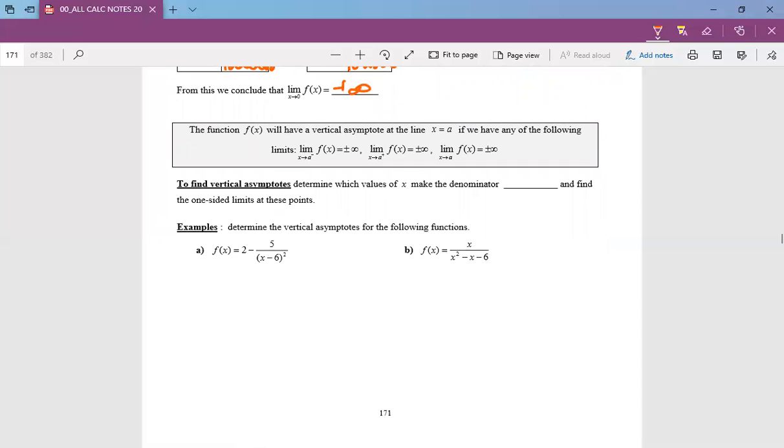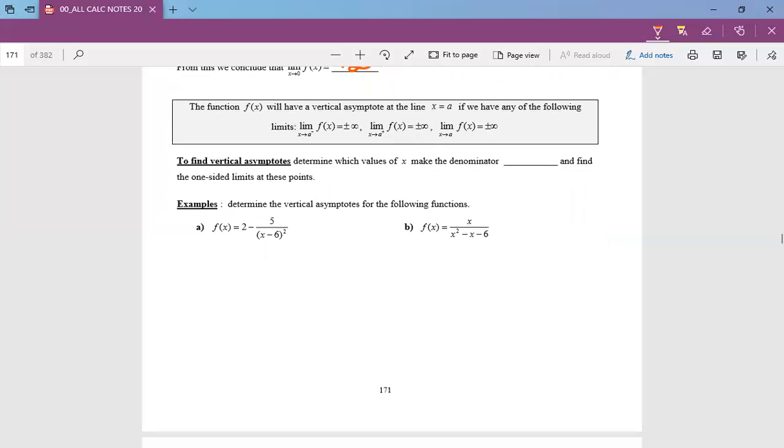So our function will have a vertical asymptote at the line x equals a if we have any of the following limits. If x goes to a from below is positive or negative infinity, x going to a from above is positive or negative infinity, or in general, x going to a is positive or negative infinity, we will have a vertical asymptote. So to find our vertical asymptotes, values of x, we make our denominator 0 and find the one-sided limits at these points. So we make our denominator 0 and we look at our one-sided limits.